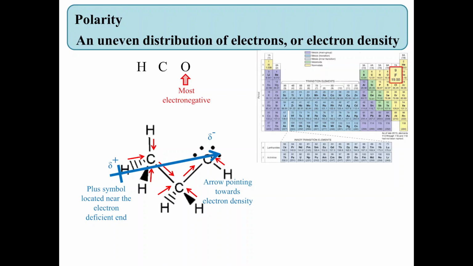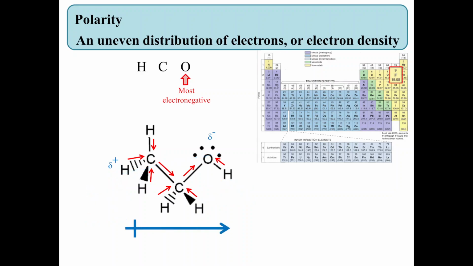If we ever have an uneven distribution of our electrons, or the electron density, this means that the molecule is going to be polar. A lot of times, scientists will draw this arrow either above or below the molecule to help make things a little bit easier to see, and we get a general idea of where the electrons are going. And again, if you ever see this, it means it's a polar molecule.